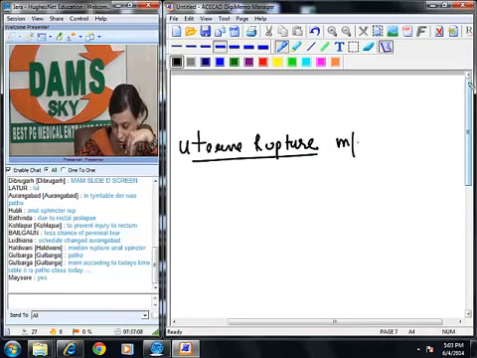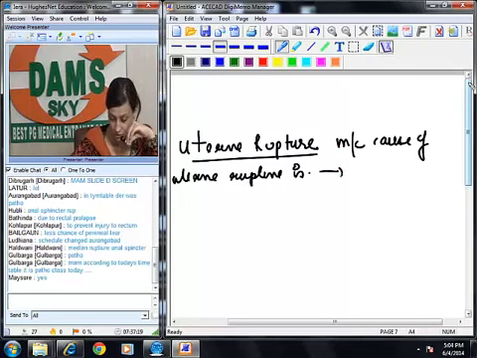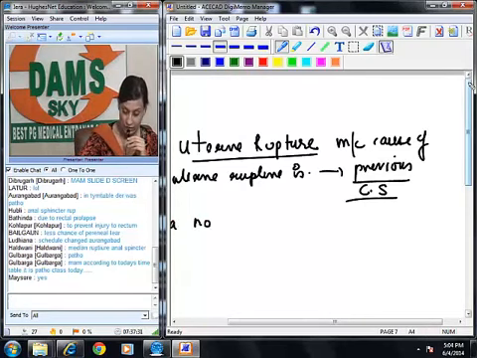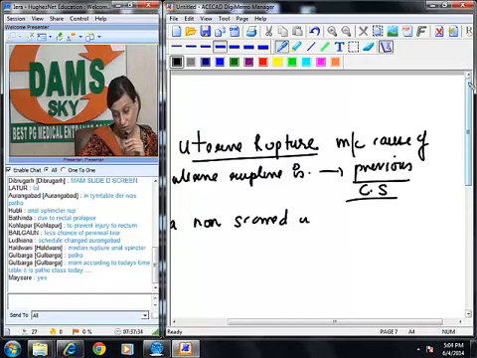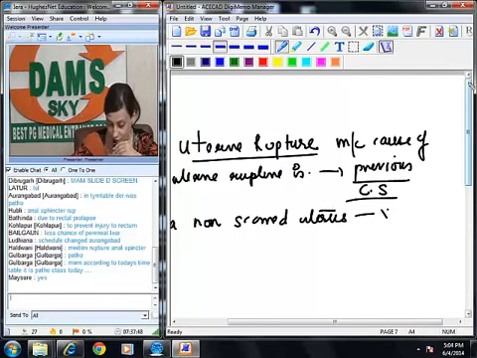The most common cause of uterine rupture is previous cesarean section. So the most common cause of uterine rupture is a previous cesarean section. Then we say a non-scarred uterus, which means uterus which does not have any scar on its body. Can it rupture? Can a uterus which does not have any scar on its body rupture? So the answer is yes. So even a non-scarred uterus can rupture.